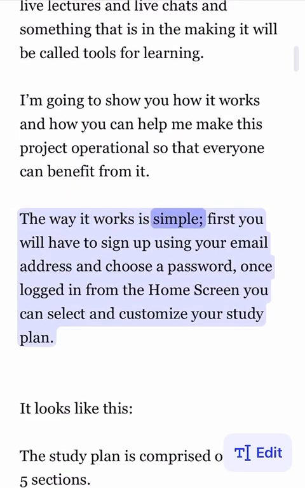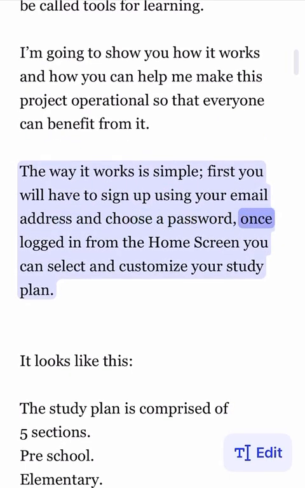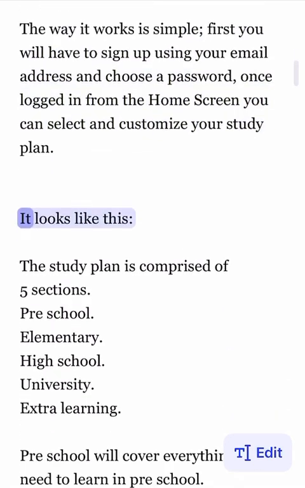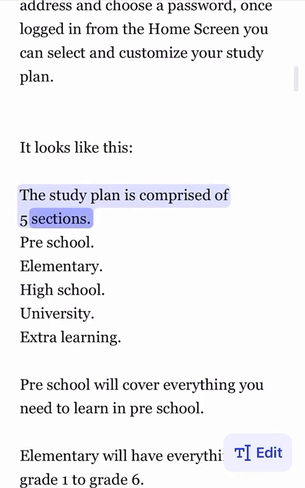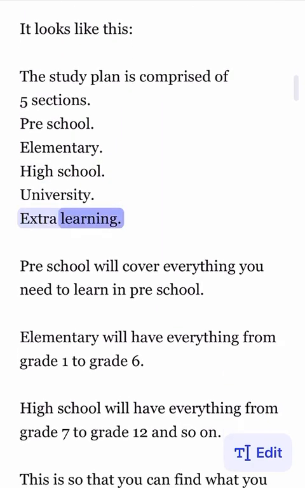The way it works is simple. First, you will have to sign up using your email address and choose a password. Once logged in from the home screen, you can select and customize your study plan. It looks like this. The study plan is comprised of 5 sections: preschool, elementary, high school, university, extra learning.